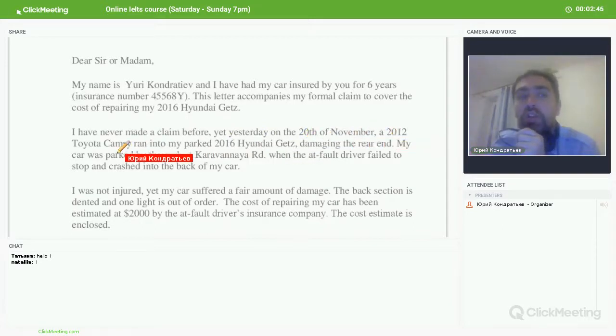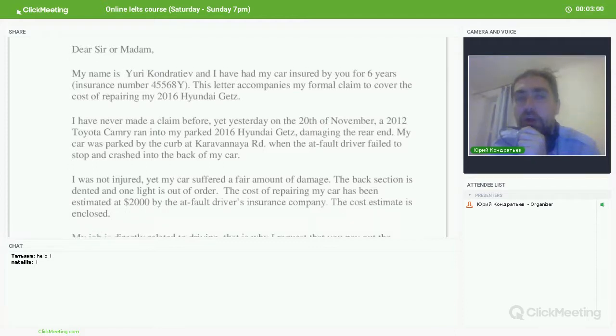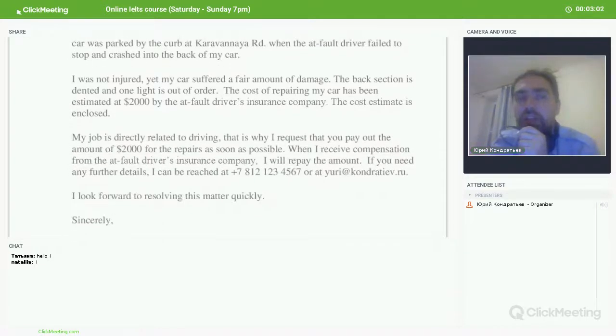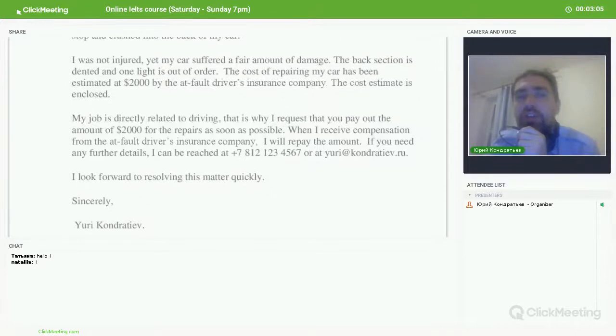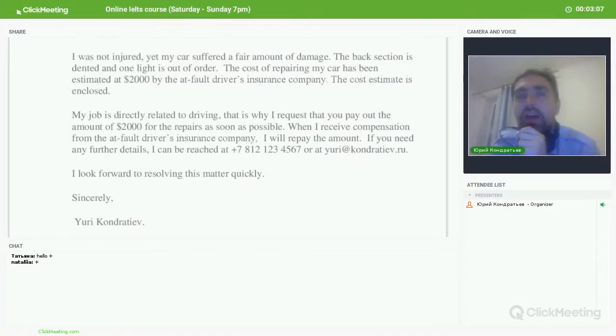My car was parked by the curb. Curb, it's at the side of the road. At Caravan Road, when the at-fault driver failed to stop and crashed into the back of my car. I was not injured, yet my car suffered a fair amount of damage. The back section is dented and one light is out of order.